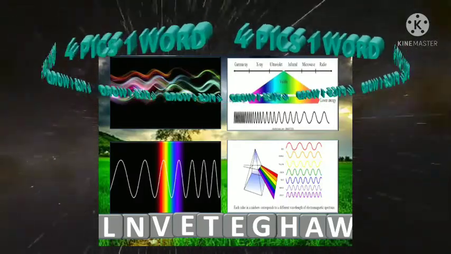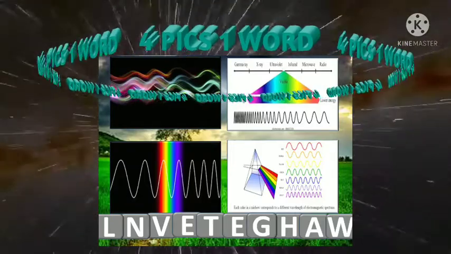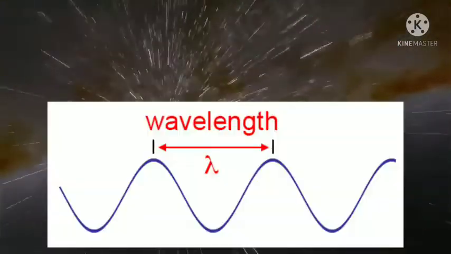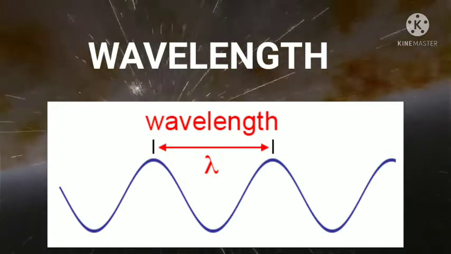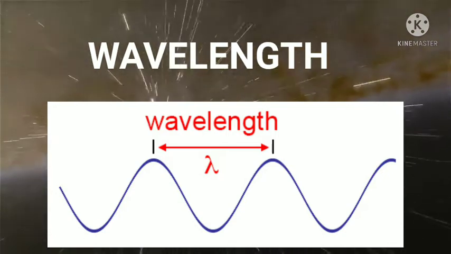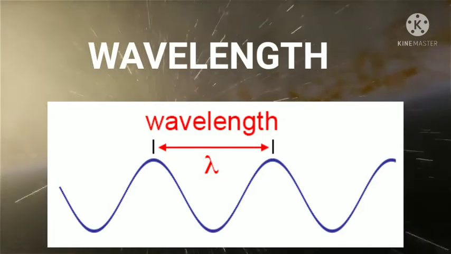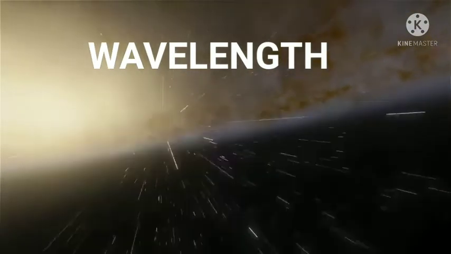Our second word. If your answer is wavelength, you are correct. Wavelength is the distance between crest or between trough, or it is the distance between 2 successive identical parts of a wave.